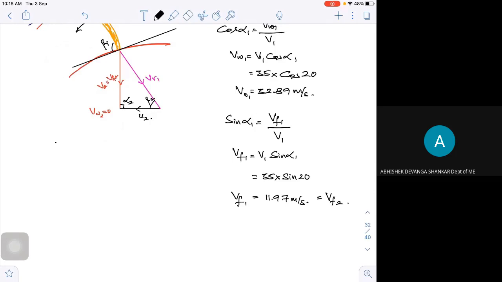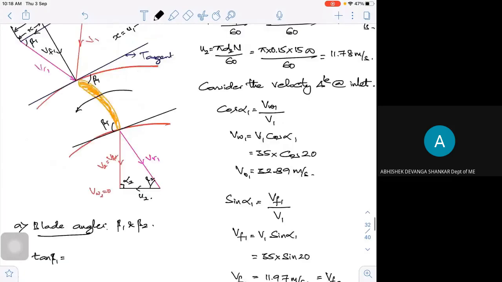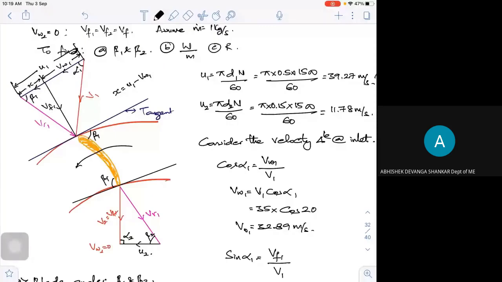So let us try to find the rest. The first thing is I have to find the blade angle. What are the blade angles? Beta 1 and beta 2. So let's use the equation, tan beta 1 is equal to opposite side by adjacent side, that is Vf1 divided by the adjacent. What is this adjacent? It is x.